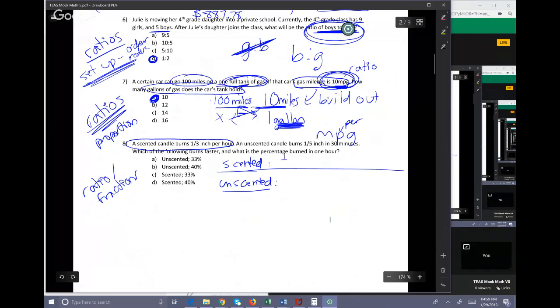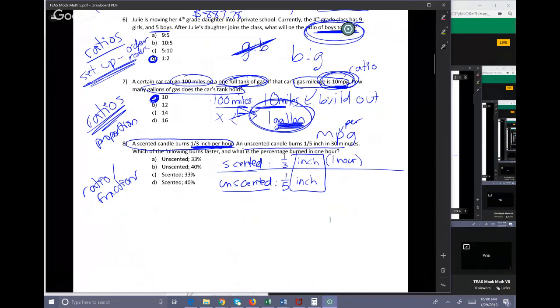So a scented candle is 1/3 inch per hour. I would go ahead and change that to saying 1 hour. Anytime you see the word per and it doesn't give you a number to go with it, it's 1. So whether that be per gallon, miles per hour, or whether that be it burns 1/3 inch per hour, we're talking about just 1 hour there. Then the unscented candle is given to you as 1/5 inch. So inches matches here. We don't have 2 different units, which is one of the many tricks that they could do. However, this is 30 minutes.